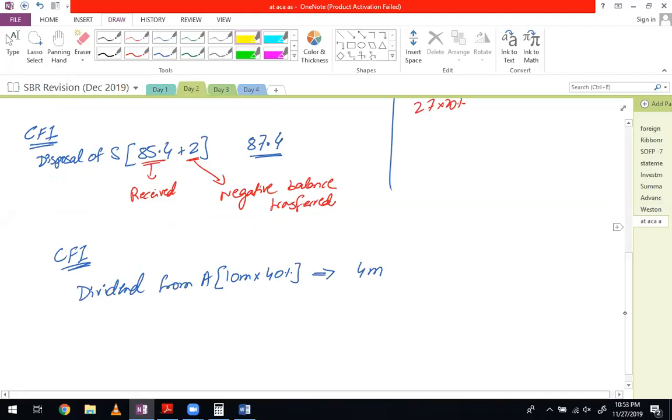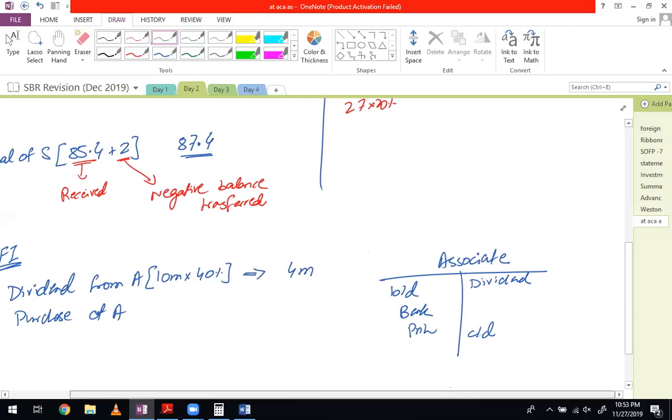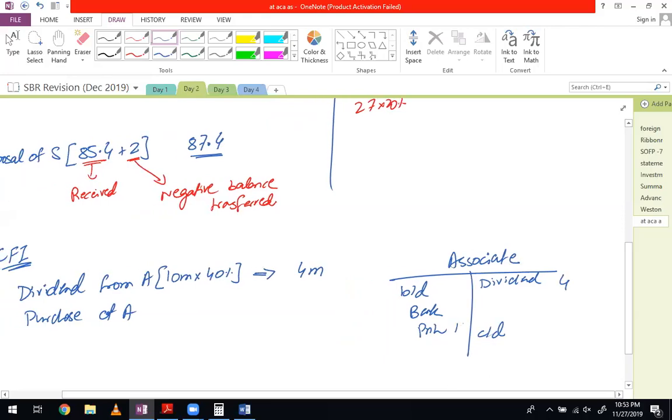Now, if we want to calculate the purchase price of associate, we will have to make a T account of the associate, where we will write the brought down, we will write the carried down, we will write the purchase, we will write the share of profit, and we will write the dividend. This is the normal T account of an associate. So the dividend that we have received is 4, the profit and loss that we have recorded is 16. Now, if we write the brought down and the carried down, we can calculate bank as the balancing figure.